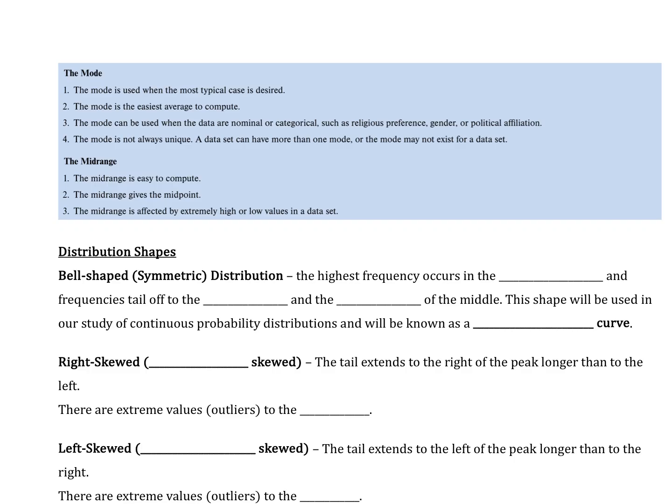All right, distribution shapes. The bell-shaped distribution or the symmetric distribution, that's synonymous. You need to know either one. The highest frequency occurs in the middle, and the frequencies tail off to the left and the right of the middle. It will be used in our study of continuous probability distributions and will be known as a normal curve. So we'll talk about that a lot more later.